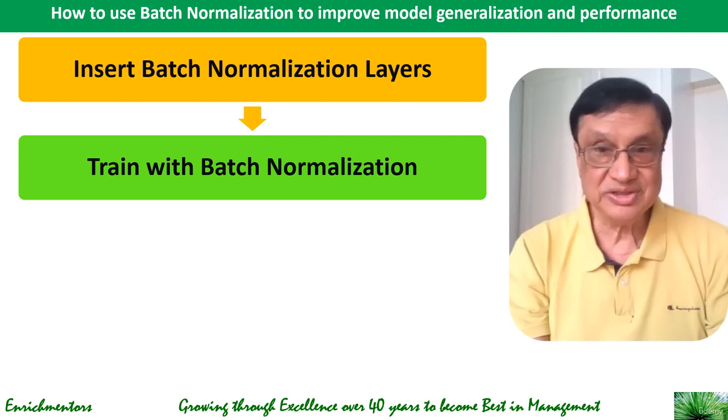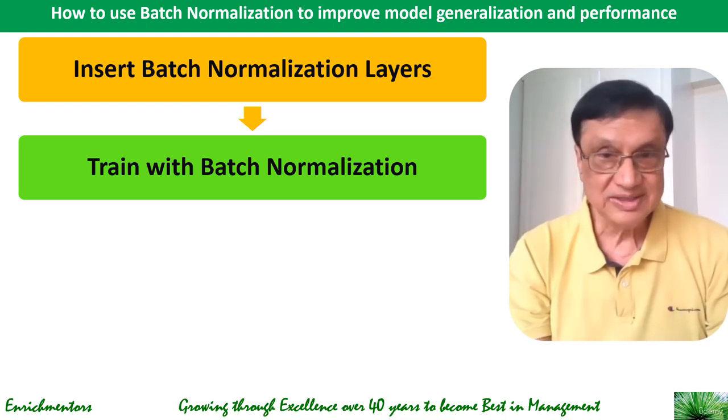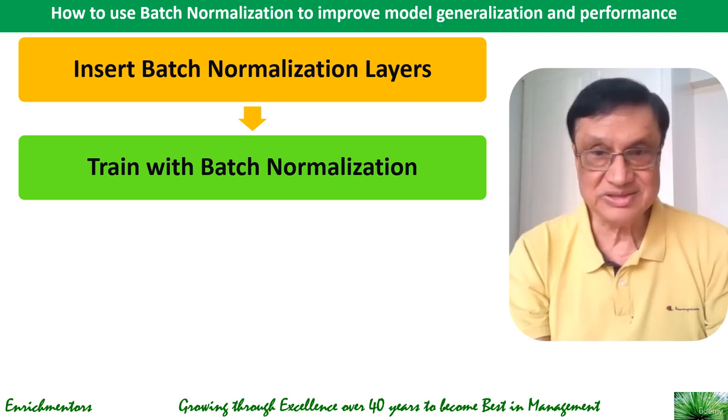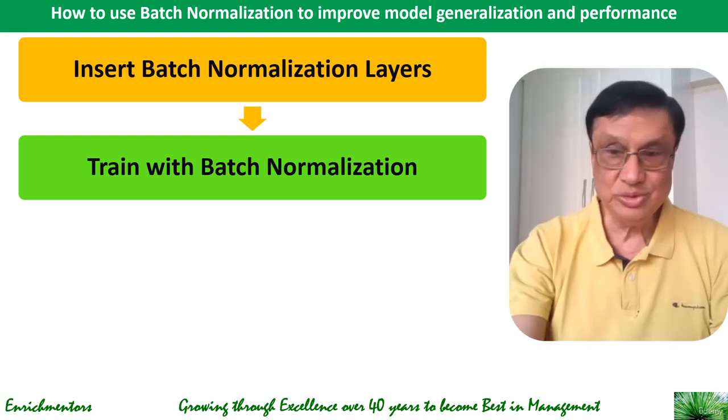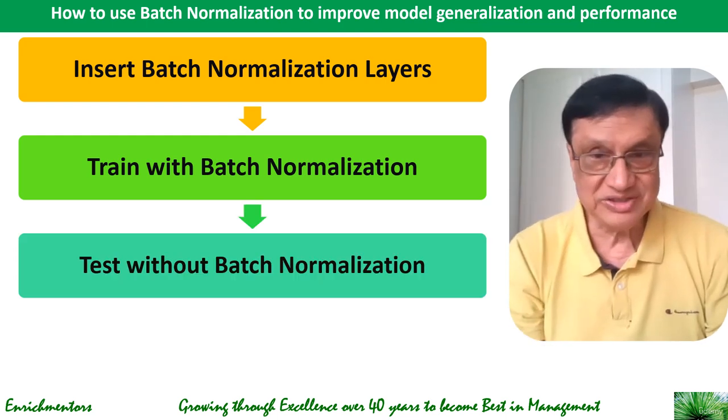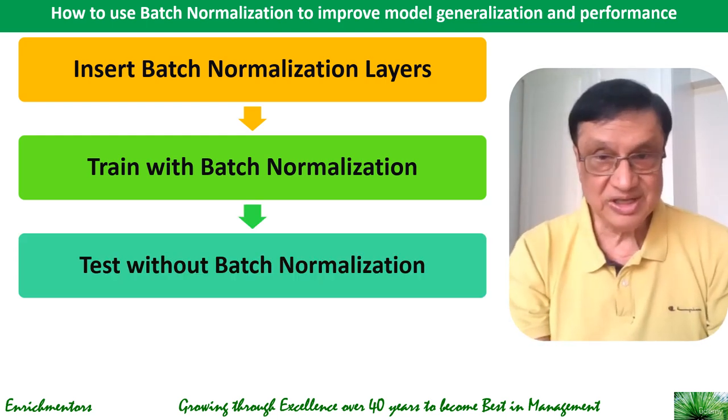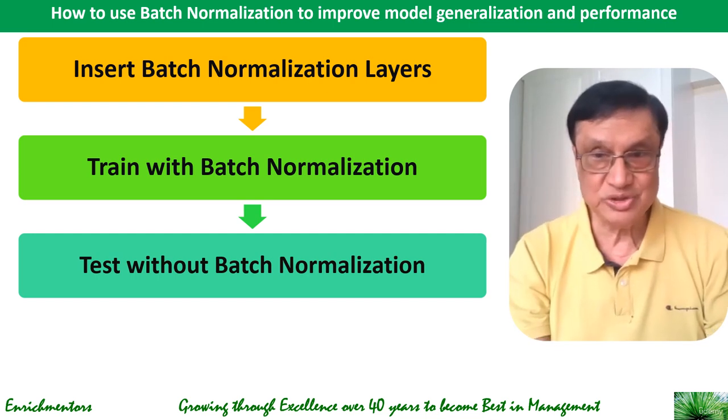During each training iteration, calculate the batch mean and standard deviation of each layer's activation using the current batch of the training data. Normalize the activations of each layer using the batch mean and standard deviation, and then apply the activation function. The normalization process helps stabilize the training process by reducing internal covariate shift and accelerating convergence. Then you test without batch normalization. During testing and inference, disable the batch normalization by using the population statistics, the running mean and standard deviation, instead of the batch statistics.